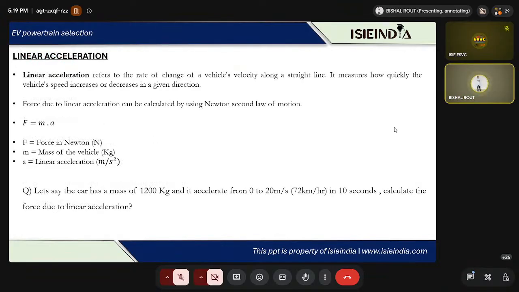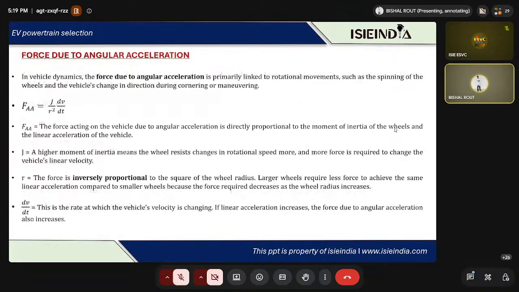Then we have a linear acceleration. If the vehicle moves in a straight path, there is a linear acceleration. That is F is equal to ma, or, writing acceleration as dv upon dt, m dv upon dt. Then we have force due to angular acceleration, because if there is rolling, angular acceleration comes to the wheels of the vehicle, which is given as j upon r square dv upon dt.